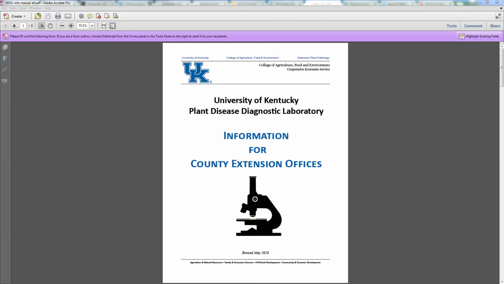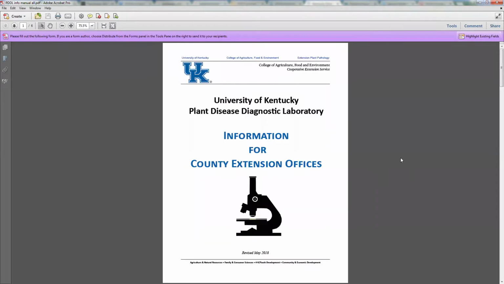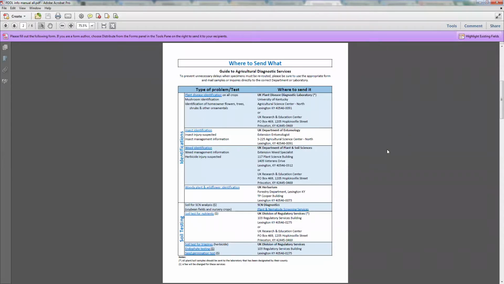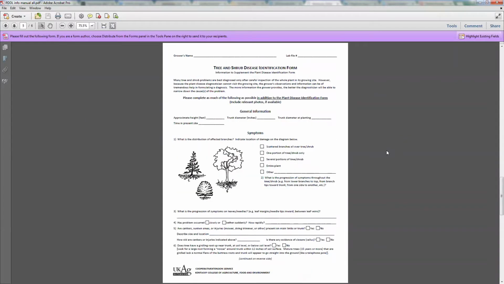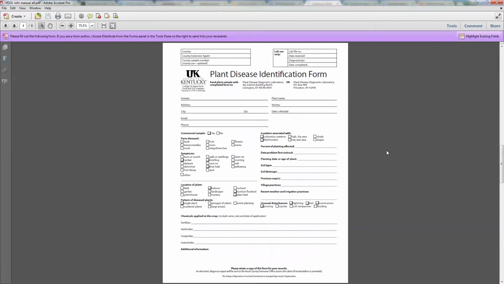This publication, this one just went on. I'm sorry, I'm scrolling away. This is kind of our diagnostic manual. It's just been revised. It doesn't include a lot of information, but it tells you what type of plant in general, and that is where you find your diagnostic forms. These accompany every sample. Every single sample, and we need this information. We ask this information for a reason. We want to know what's going on.